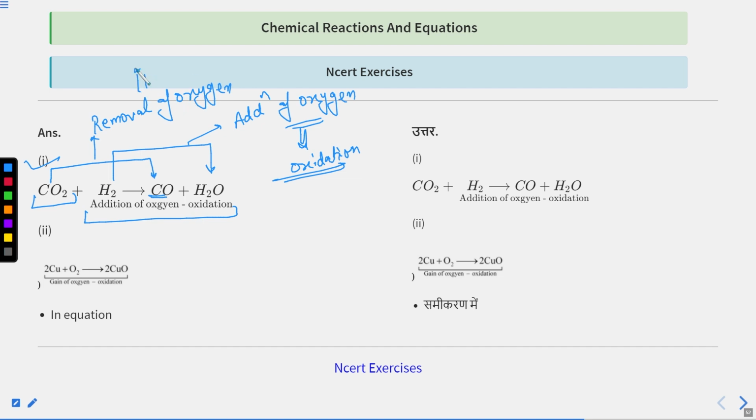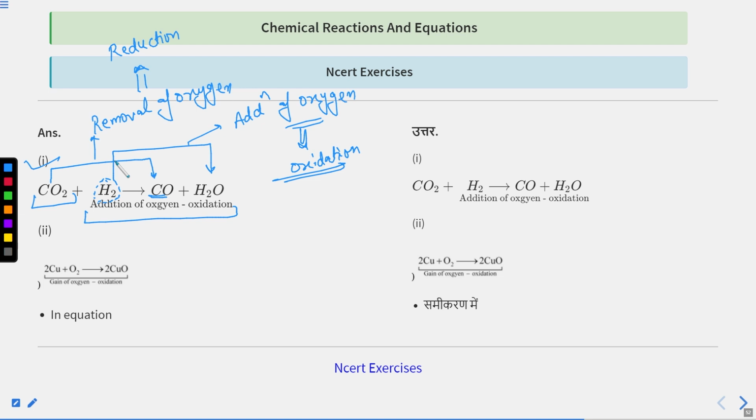So removal of oxygen means reduction, and the substance that is undergoing reduction is named as oxidizing agent, because it is releasing its oxygen. That's why H2 is getting oxygen. And the substance that is getting oxidized, H2, is named as reducing agent, because H2 is accepting this oxygen. That's why CO2 is releasing its oxygen. I hope you are getting the concepts. What is an oxidizing agent and what is a reducing agent?